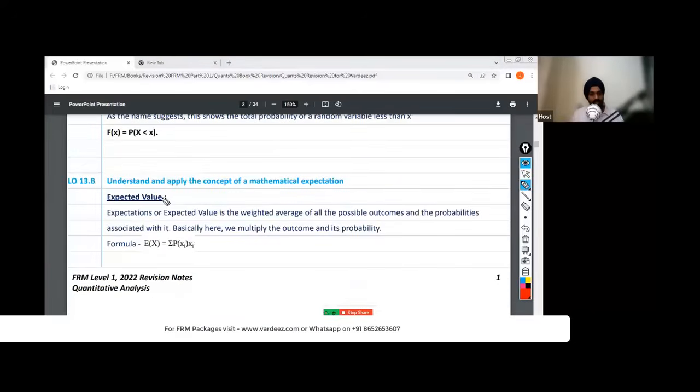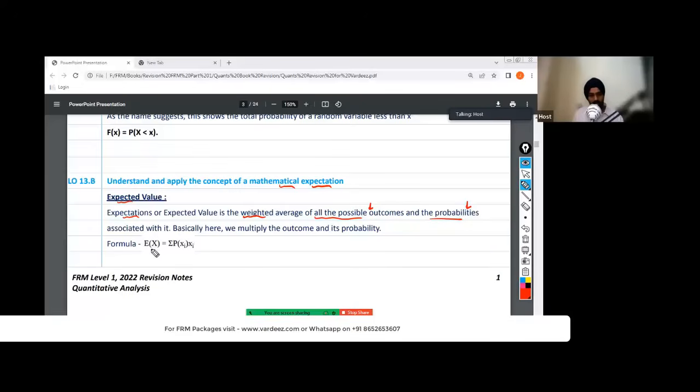All right, now let's talk about mathematical expectations. Expectation, as I said, is something where we are taking the average, but it's not just the average. It's the weighted average of all the possible outcomes and their associated probabilities.